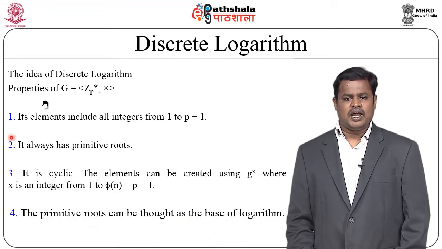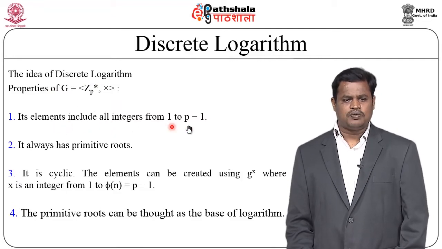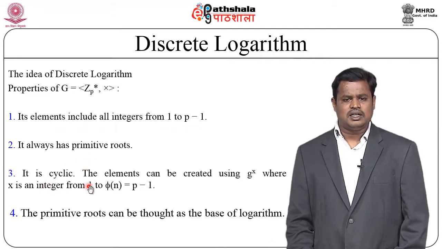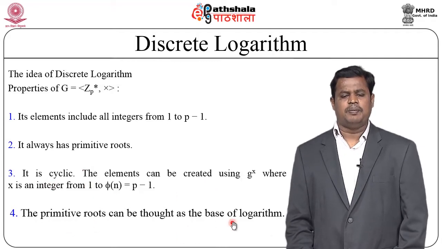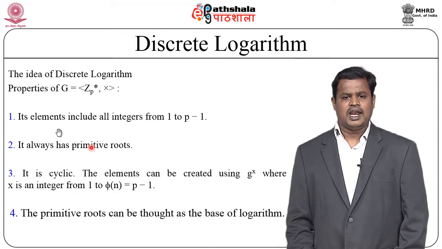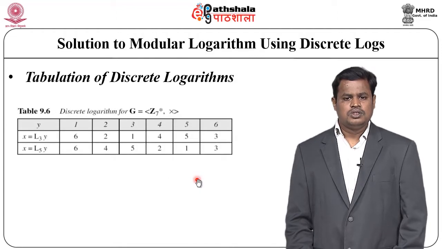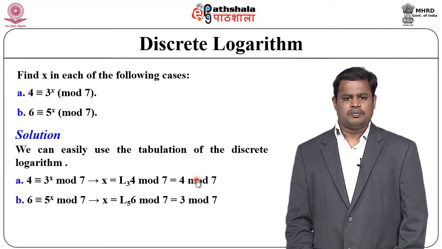So, now I think we understood what the discrete log property is with respect to a group. We say that all the elements include 1 to p minus 1 and always have a primitive root, then it is cyclic with a generator, and the primitive root is thought of as the base for the logarithm. Then I can say that particular root has the property of discrete log. So, that function is very difficult to break.